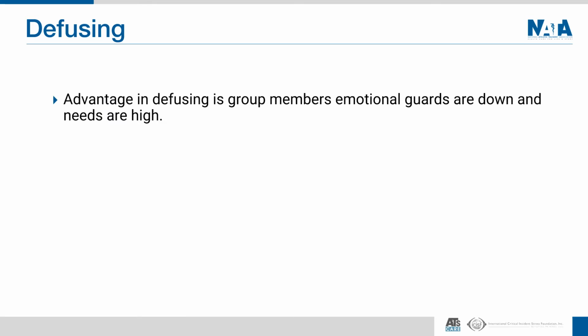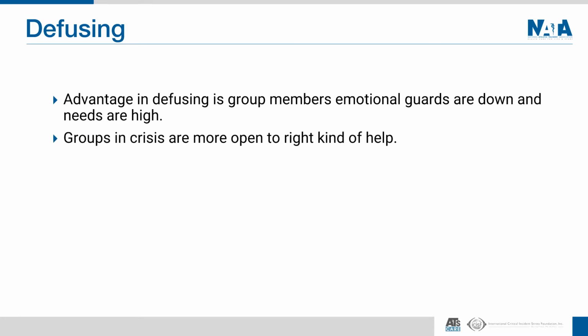lets people let their guards down a little bit because they're around people that are like them. In other words, policemen talk to policemen. Athletic trainers are more comfortable talking with and processing things with other athletic trainers. Firemen, same kind of situation. So their emotional guards are down, they're stressed, they're a homogeneous group, and they need something now. They're more open to the right kind of help when you have a homogeneous group and they're in crisis. They're open to the right kind of help.